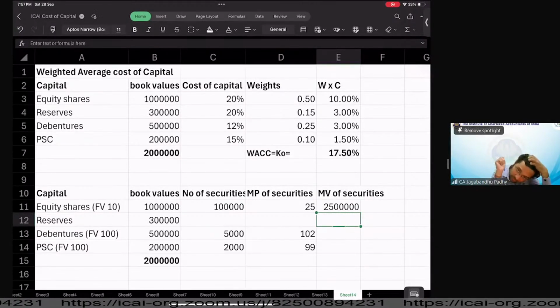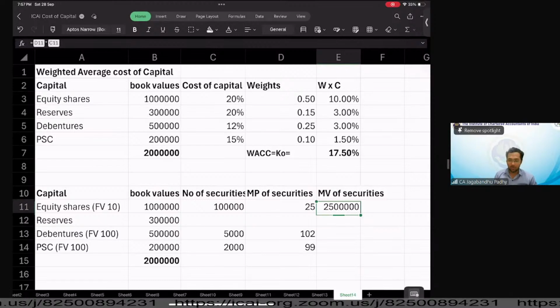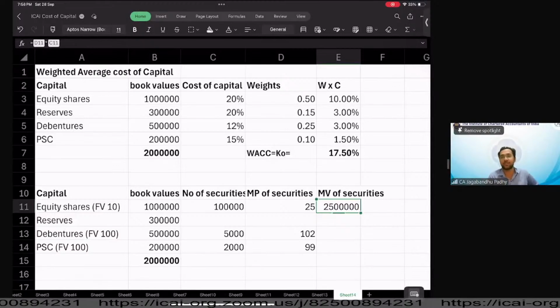What is the market value of reserves? There is no market value for reserves. Have you ever heard that reserves of a company are being sold in the market? Have you ever heard that reserves of Infosys are being sold at a price of so and so? Reserves are not sold at all. In fact, whatever is the market value of the shares, the market value of shares includes the market value of reserves.